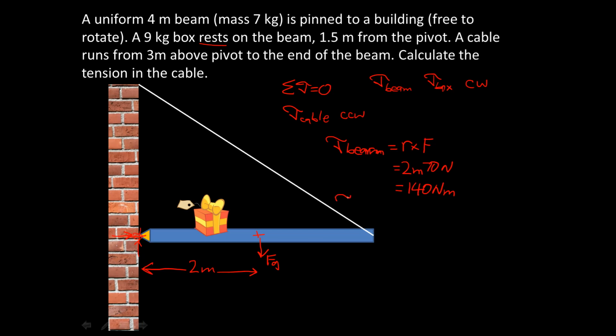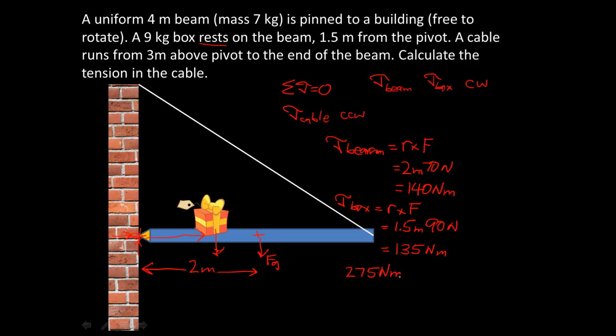Let's take a look at the box. Again, R cross F. Our box is 1.5 meters, and that's straight down. Again, that's 90 degrees from our radius out from the wall, so we can use that full value there. The force is 90 newtons, 9 kilograms times 10 newtons per kilogram. And I get, let's see if I do that right, 135 Newton meters.